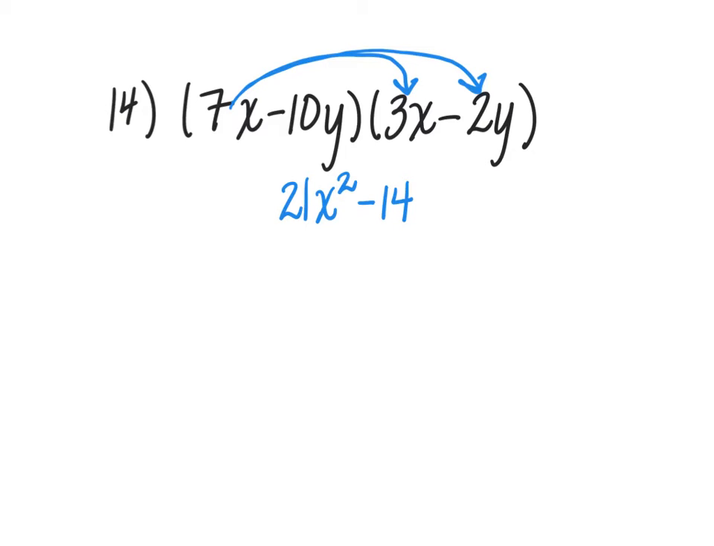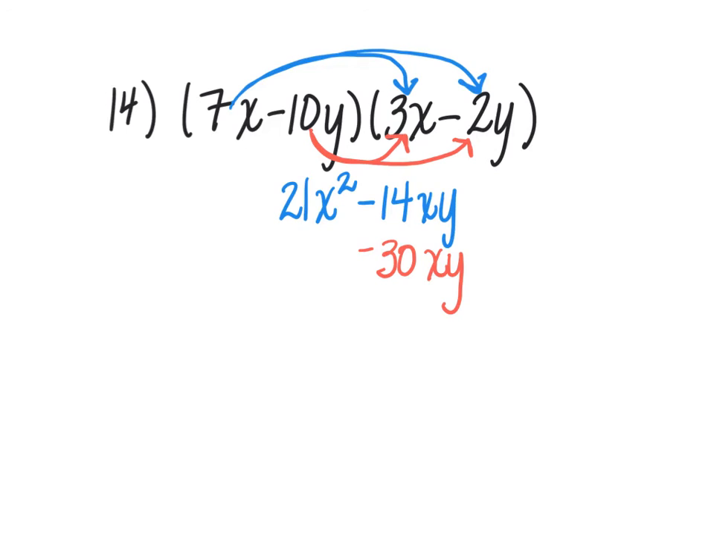And then I have two different variables. The rule of thumb is just to put them in alphabetical order. So I'll just write it as x, y. So 7x times negative 2y becomes negative 14xy. Now we have to distribute the negative 10y. So negative 10y times 3x. So negative 10 times 3 is negative 30. And then I've got the y times the x, but I'll write it in alphabetical order. So I'll write it as x, y.